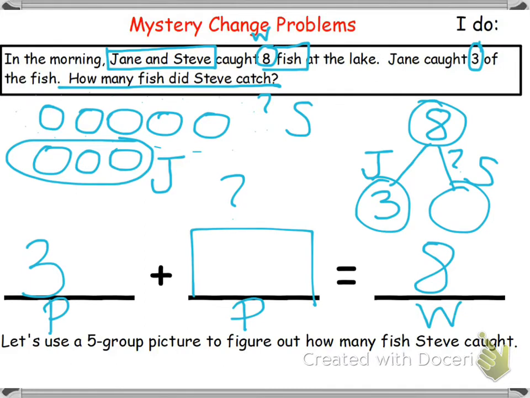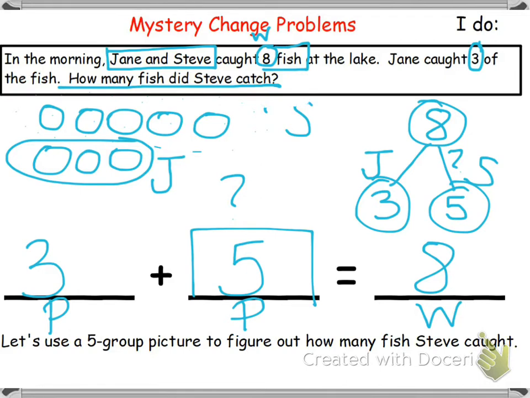So now let's go back to our picture to figure out Steve's. We know they have 8 altogether. Jane has 3. I circled that. How many I did not circle is Steve? So let's count it. 1, 2, 3, 4, 5. Steve had caught 5 fish. So that means 3 plus 5 equals 8.